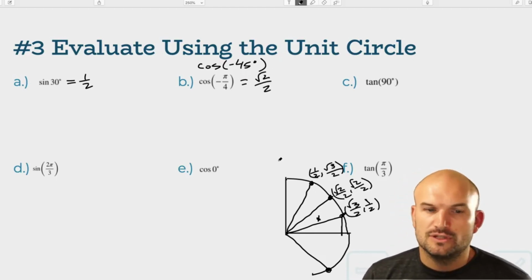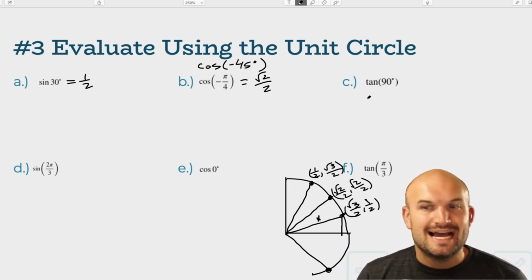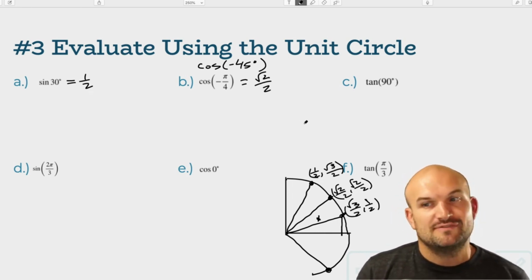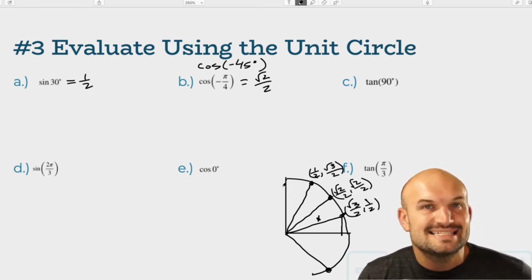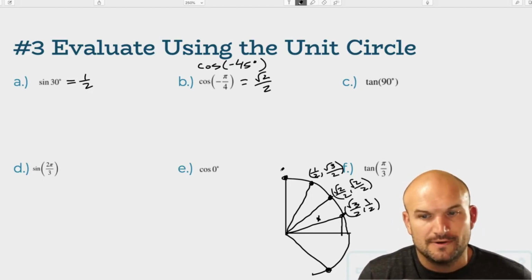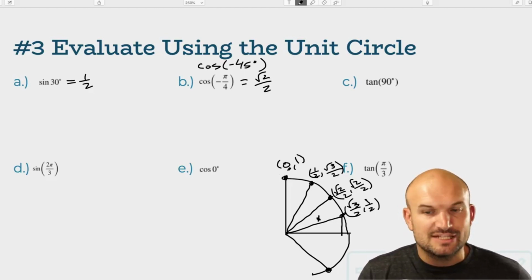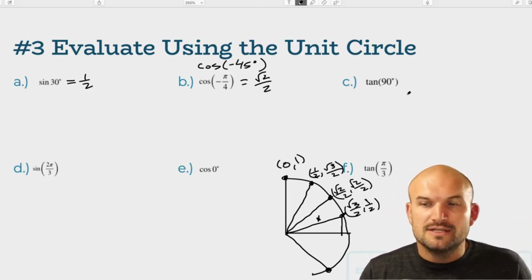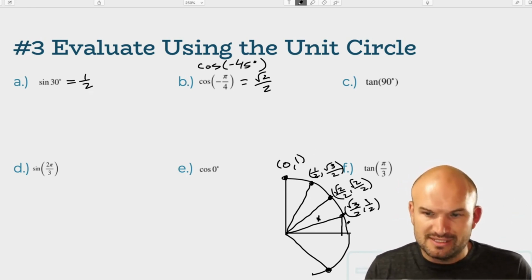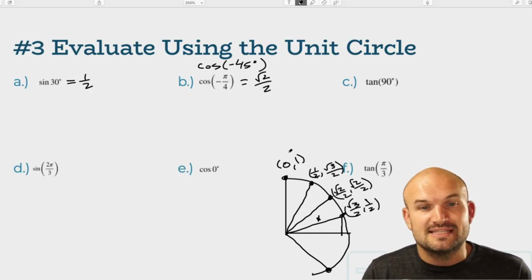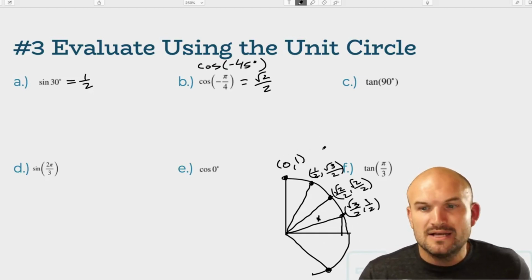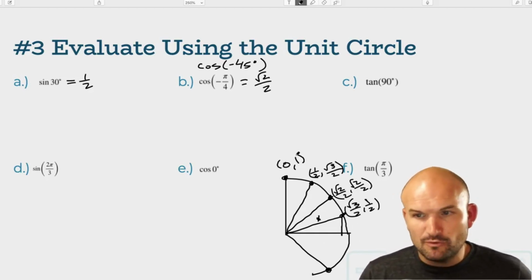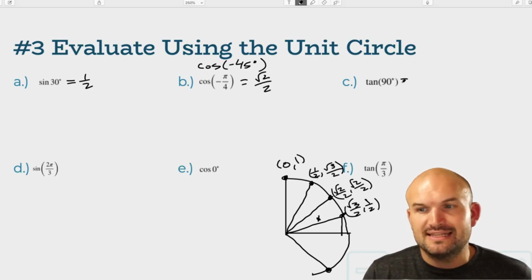The reason why the unit circle is so powerful is because we cannot use triangles to evaluate the tangent of 90 degrees. That just doesn't make any sense to us when we're looking at a triangle. However, if we look at this coordinate point here at 90 degrees, that is going to be 0, 1, because remember the radius of this circle is 1. So tangent represents the opposite over the hypotenuse, which would be the same thing as the y over the x.